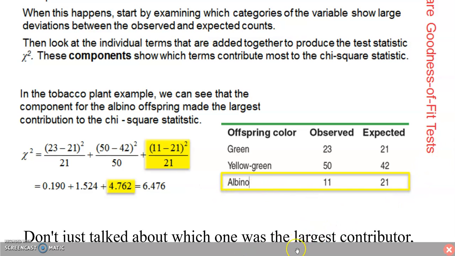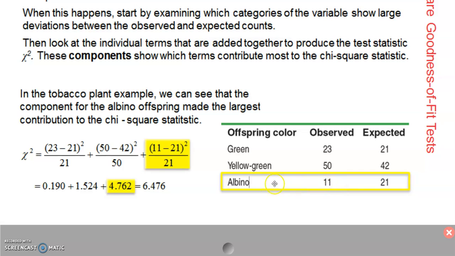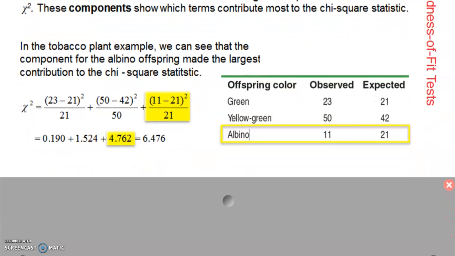So what we would do is, in a follow-up analysis, talk about the fact that our observed distribution was different than expected, largely due to getting much fewer albino offspring than would be expected.